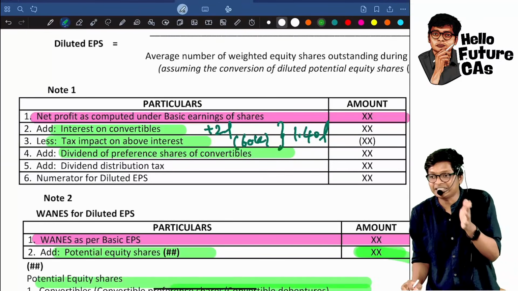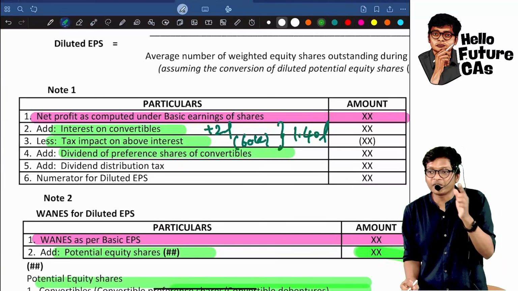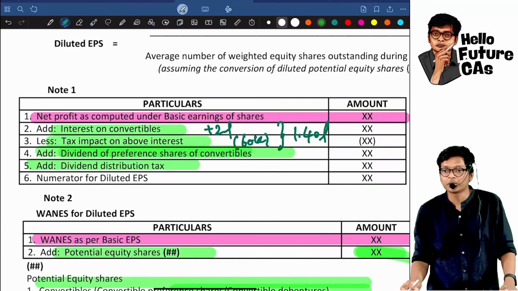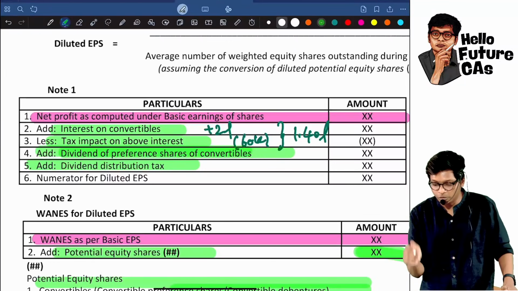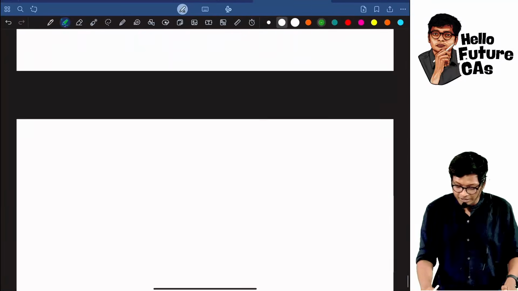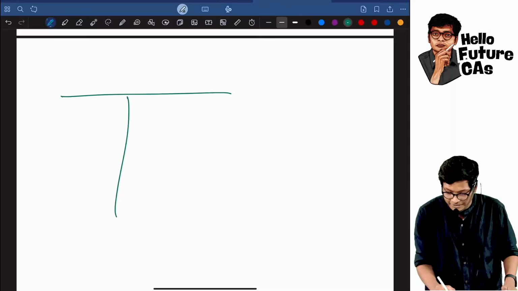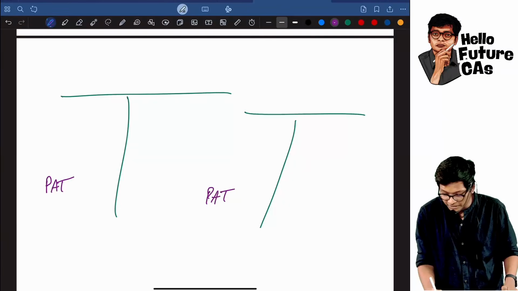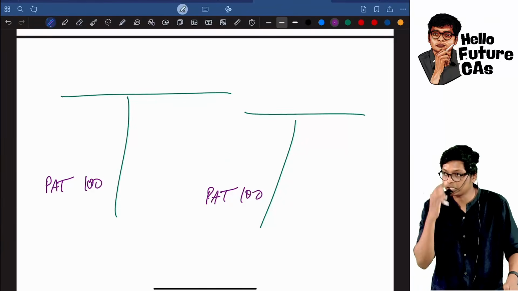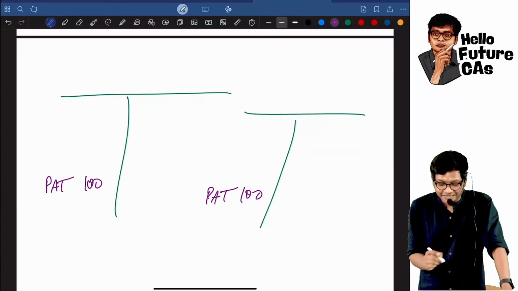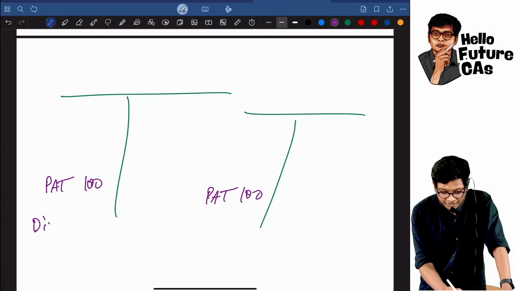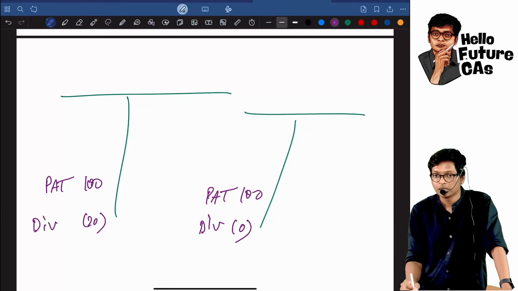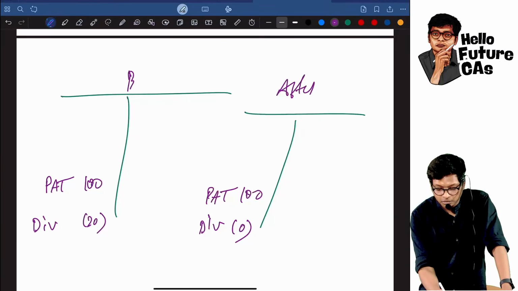If preference shares are converted to equity shares, I will also save the preference dividend. So I'm adding the preference dividend and I'm also adding dividend distribution tax. Sir, why am I adding dividend distribution tax alone? Very simple. Look at this. Dividend is generally paid from profit after tax, 100, 100. Correct? Now dividend paid, let's say dividend is 20. Preference dividend reduced is 20. Here preference dividend reduced will be 0. This is after conversion. This is before conversion.